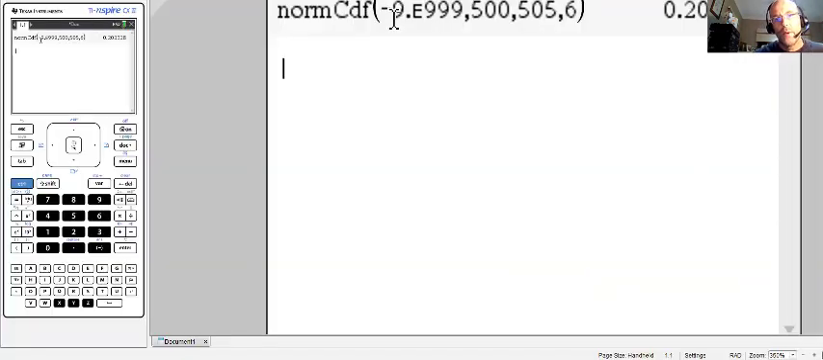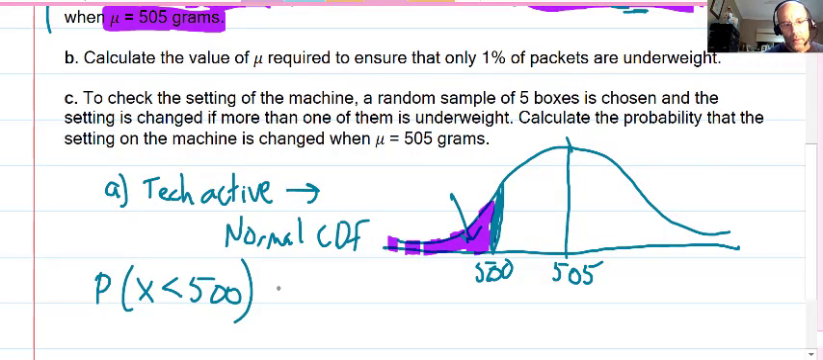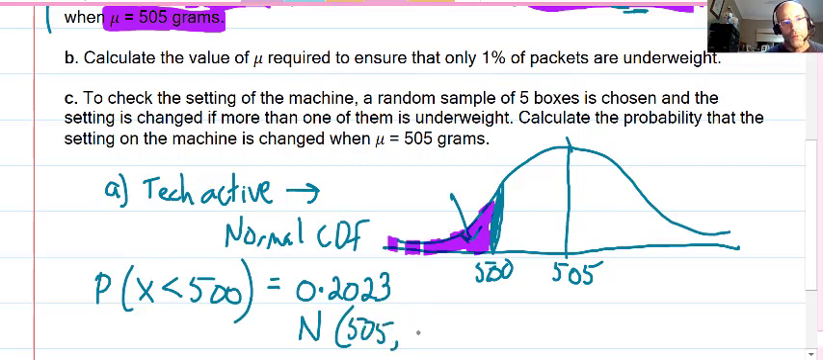So putting in from negative infinity through to 500 with a mean of 505 and a standard deviation of 6, we get 0.202328. So let's say 0.2023. Okay, and we used a normal distribution with the mean at 505 and standard deviation 6.